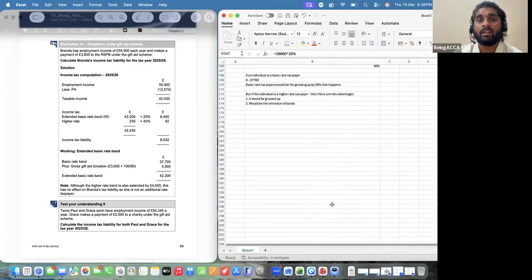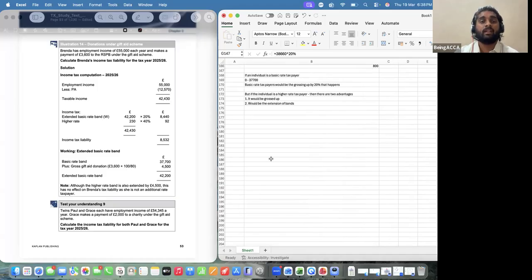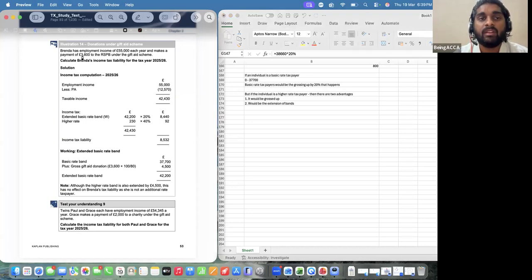Now let's solve a question relating to this for easier understanding. Brenda has employment income of 55,000 each year and makes a payment of 3,600 to RSPB, which is a donation under the Gift Aid scheme. So here a donation is being made under the Gift Aid scheme. She's making a payment of 3,600, which means it is a net amount, so this should be grossed up.